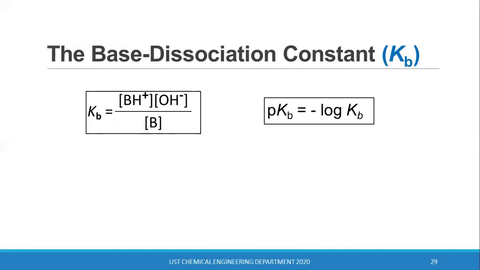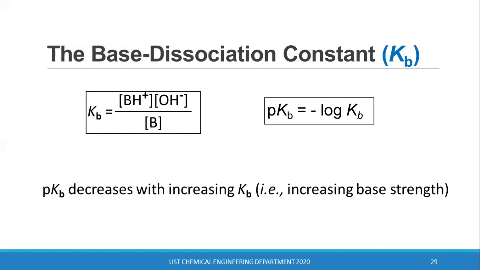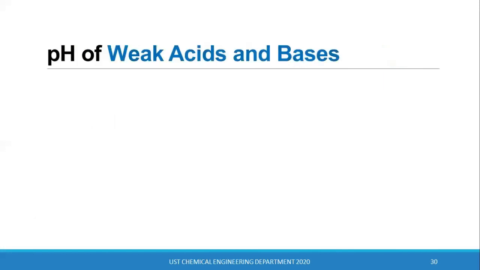Comparing the values of pKb and Kb, similar to Ka and pKa, it can be observed that they are inversely proportional. So to summarize the steps for computation of pH for weak acids and bases, let's recall again the formula of pH. It's negative log of H plus concentration.